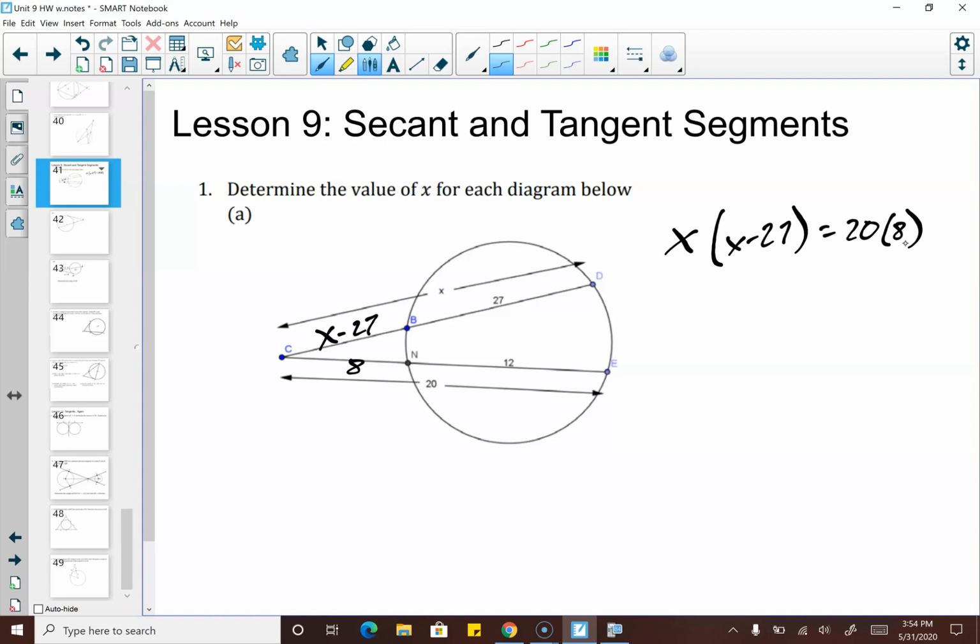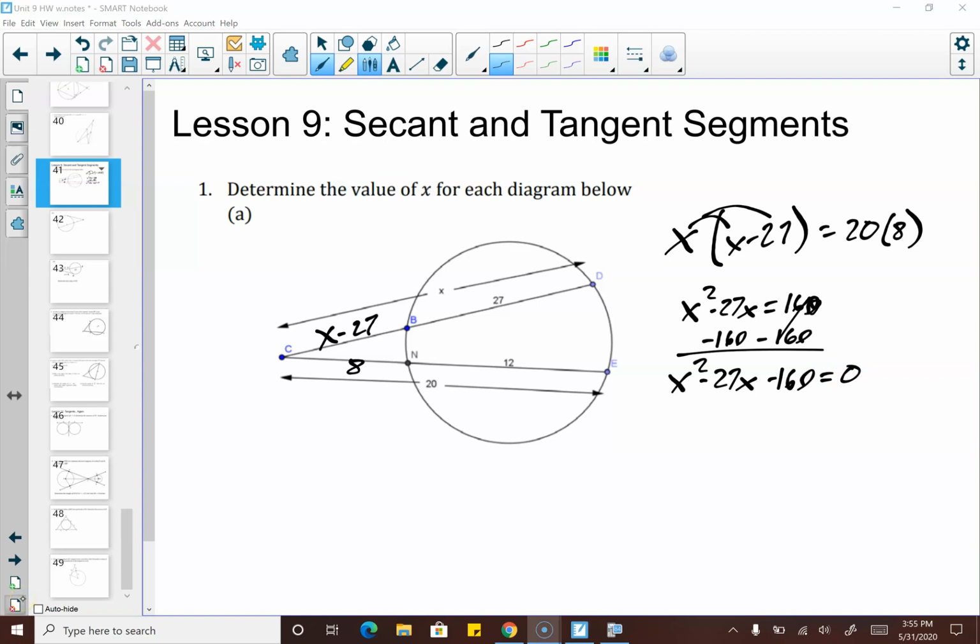Okay, so we have our outside times whole equals outside times whole. Yes, I may have written whole times outside. It's the same exact thing. So we'll distribute here. We get x squared minus 27x equals 160. Now, as I look at this, this looks like it's going to be a factoring problem because we've got an x squared and an x in the same problem. So in that case, we'll set it equal to 0.